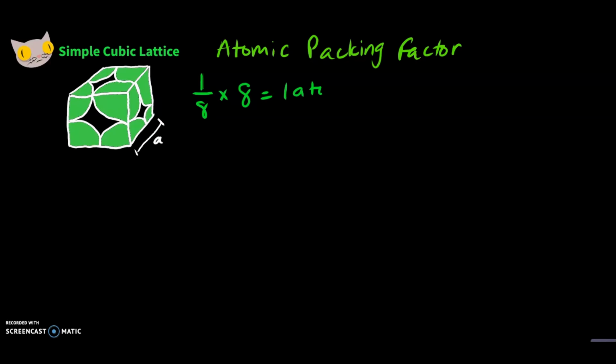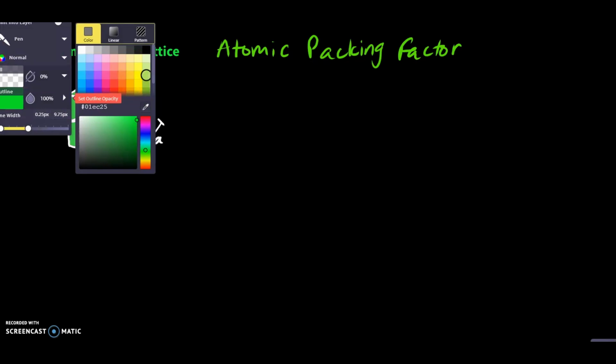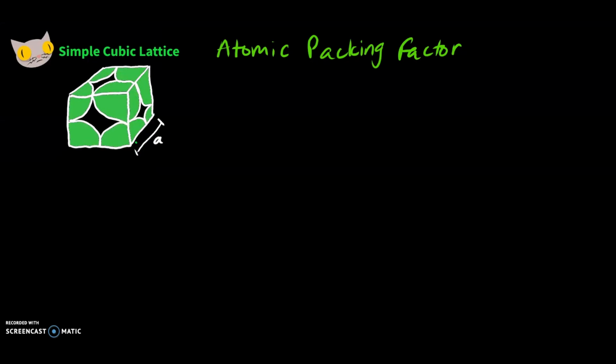1 atom per unit cell. To find the percentage of the total unit cell volume occupied in this cubic lattice, this is the equation that we're going to need. V prime over V times 100%.